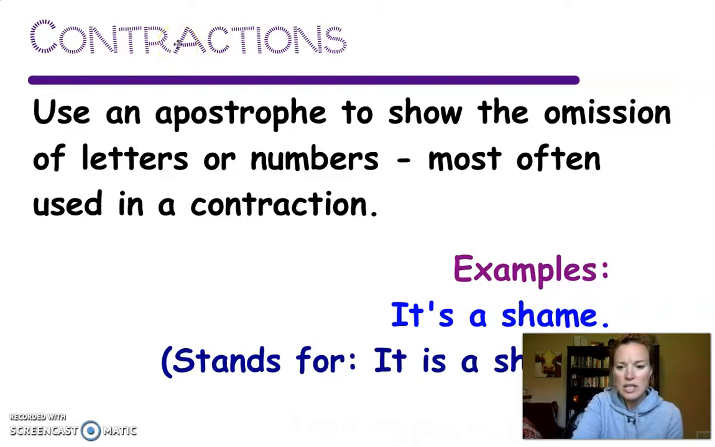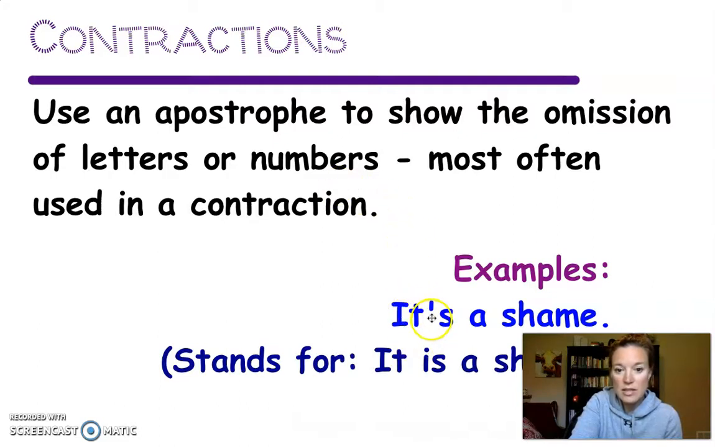A contraction is when we have two words, but we put them together into one. The example down here, I have taken the words it is and I've put it together into it's. Words like didn't, don't, couldn't, wouldn't, shouldn't, I'll, I'm, you'll. All of those words, we take two words, we put them together into one. We have to show the omitted letters. It could be numbers too. We have to show the letters or the numbers that we have omitted with the apostrophe.